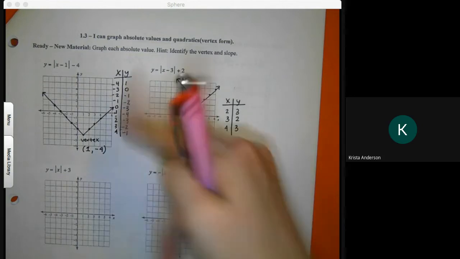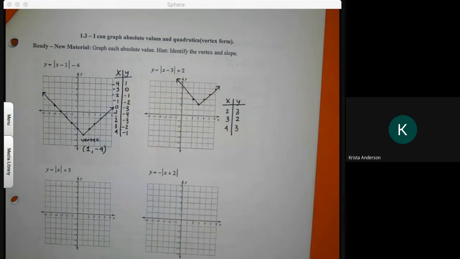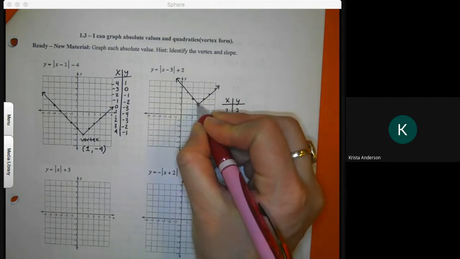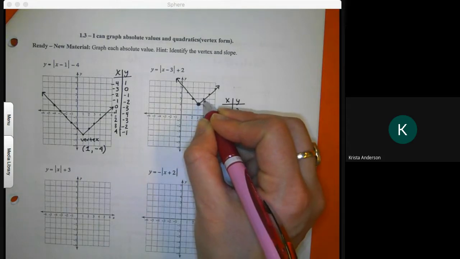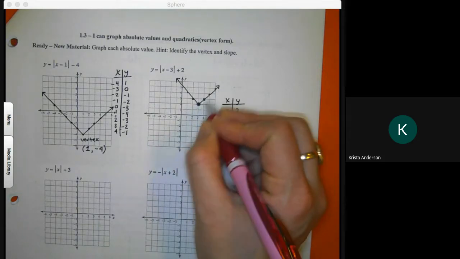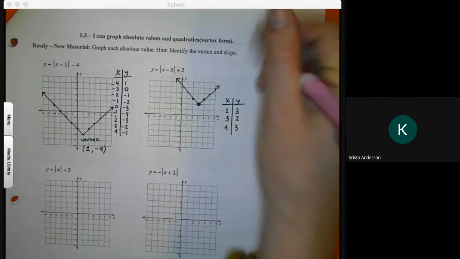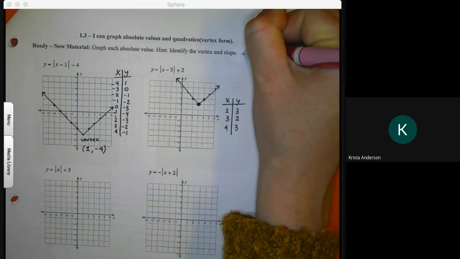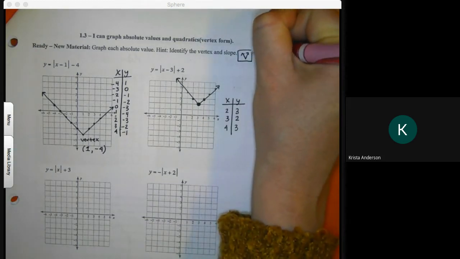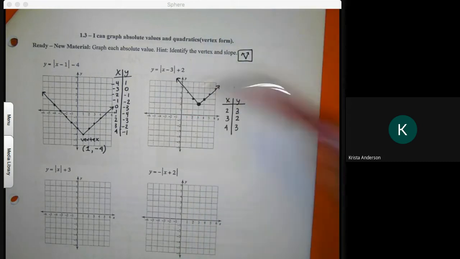Or you can build the whole table. Really, as long as you can graph it, you're fine. When you graph it on your homework, you will click the vertex, click your second point, and it should generate a V shape. So make sure you click on the V-shaped box on your homework when you see the absolute values.